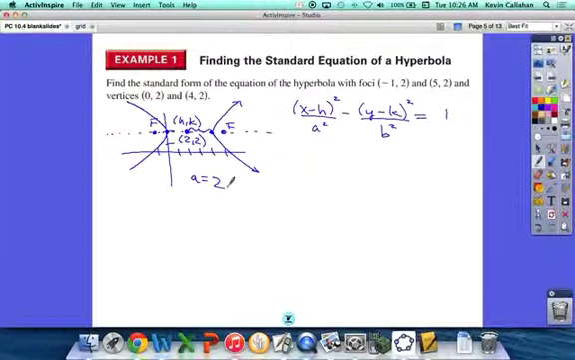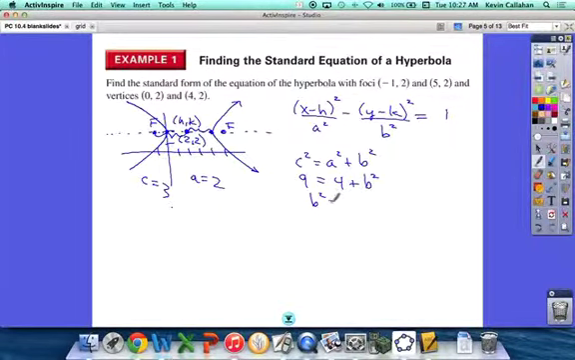And what is C? C is the distance from the foci to the center. C equals 3. Okay, but we need to know B. So how are we going to find B? It's going to use the Pythagorean theorem, right? C squared equals A squared plus B squared. So the C squared will be 9. These numbers keep repeating themselves over and over again here. 9 equals 4 plus B squared. So B squared equals 5.